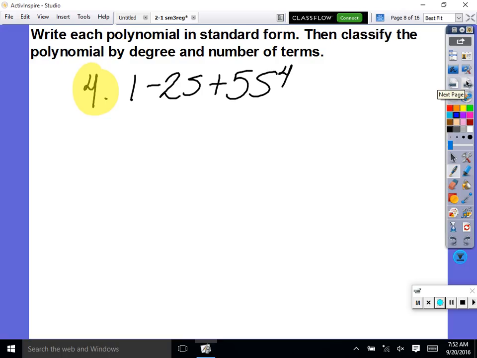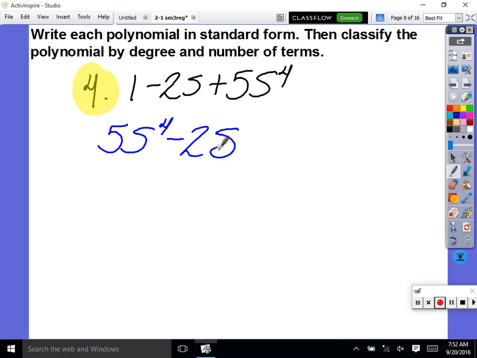So it says put it in standard form, then classify the polynomial. So we know that's highest degree to lowest degree and all like terms combined. So my highest degree is s to the 4th. I'm going to write that correctly. It's positive 5s to the 4th. Then we have a negative 2s. So we'll write minus 2s.